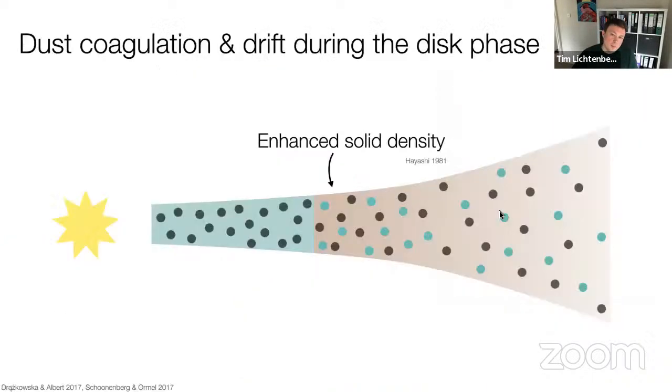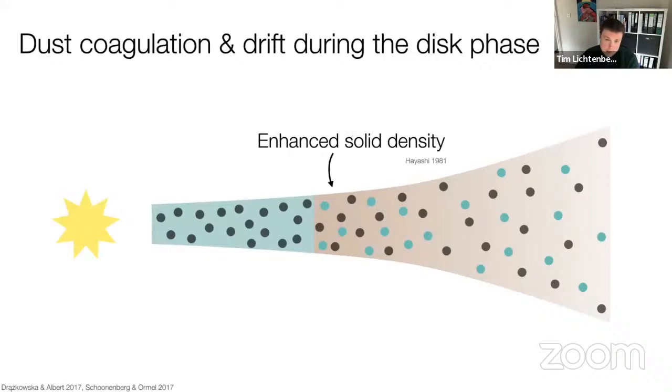Now, before I go into this, here's a qualitative picture of the disk. And so this is, again, the divisive region between the interior and the exterior of the water snow line. Interior of the snow line, water is in vapor phase. And outside of this snow line, the idea is that water is in solid ice phase. That means the solid density is enhanced relative to the interior part.